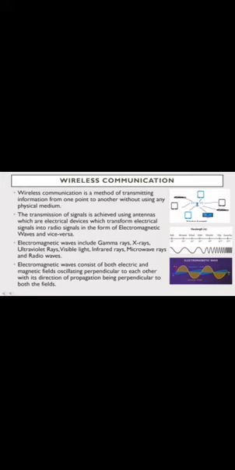It is achieved using antennas, which are electrical devices that transform electrical signals into radio signals in the form of electromagnetic waves and vice versa. These waves consist of both electrical and magnetic fields oscillating perpendicular to each other, and the direction of propagation of these waves is perpendicular to both the fields.